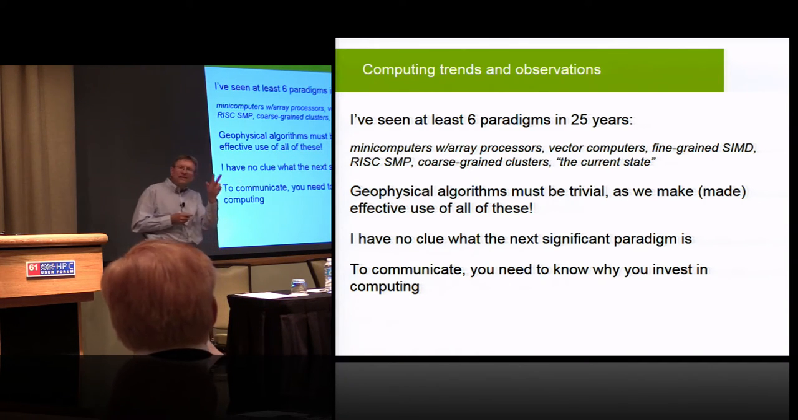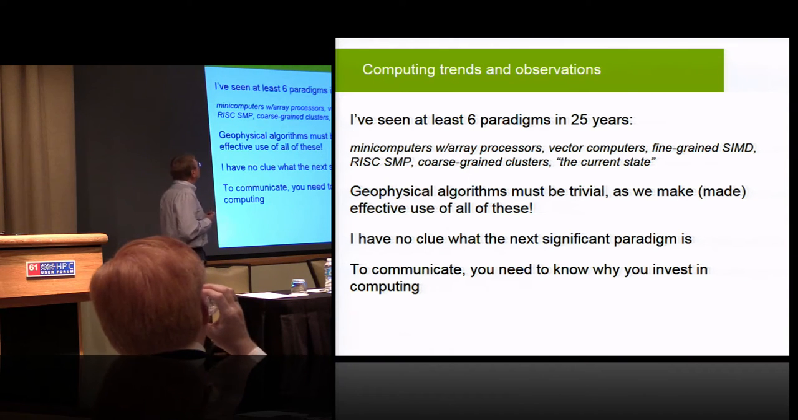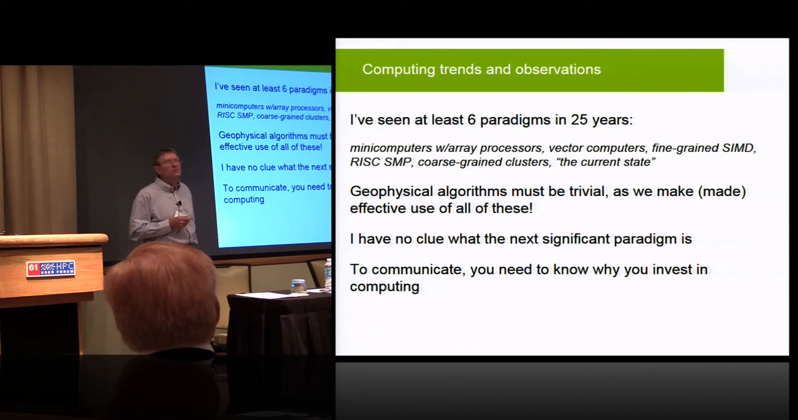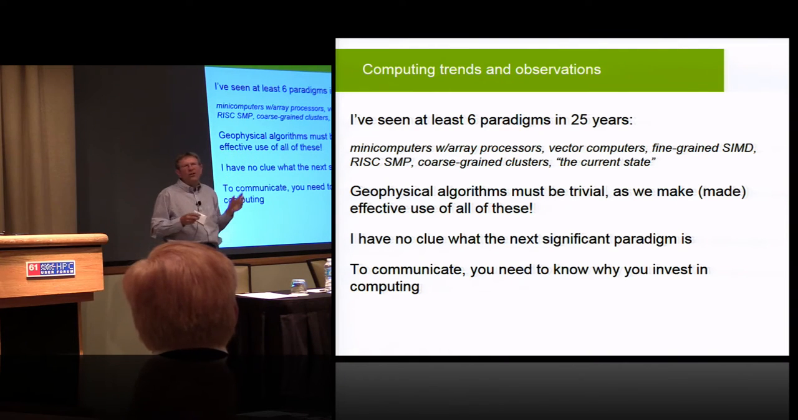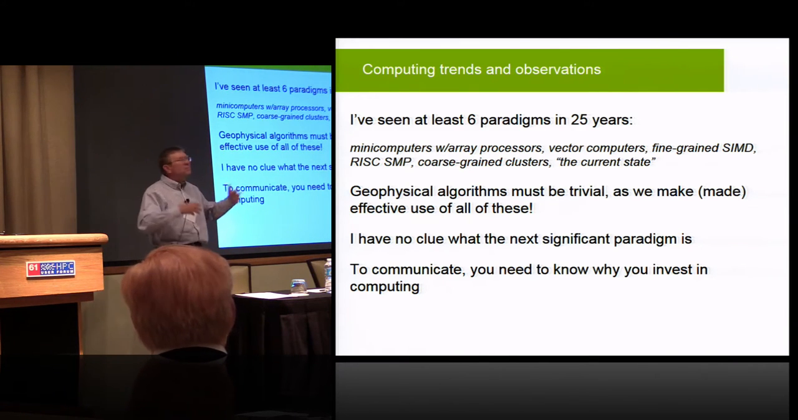So I think I've seen at least six computing paradigms in the last 25 years, starting with mini computers and array processors, all the way up to what I would call the current state, which I'm not actually sure what the heck to call it. It's sort of this hybrid of cluster computing with distributed MPP type paradigm with accelerators bolted onto the back of that. It's kind of this heterogeneous thing, but actually I would say, despite all its heterogeneity, it's actually quite homogeneous, right?